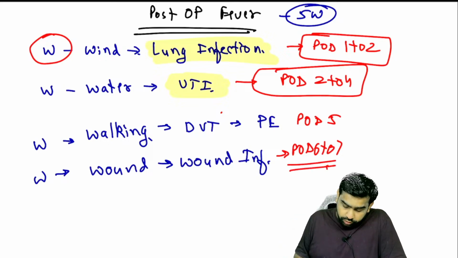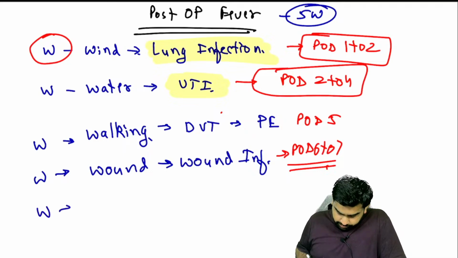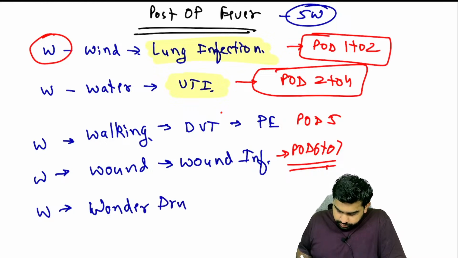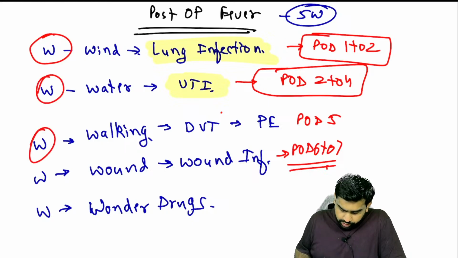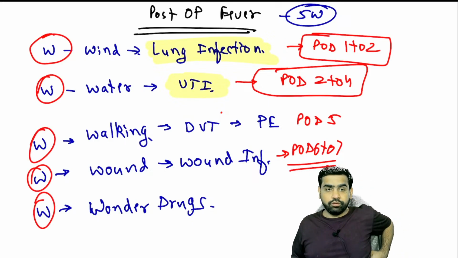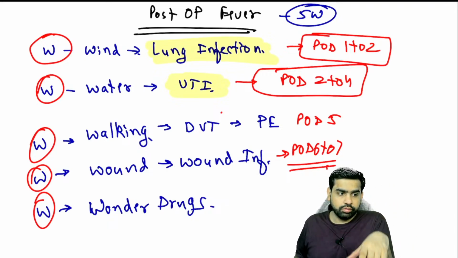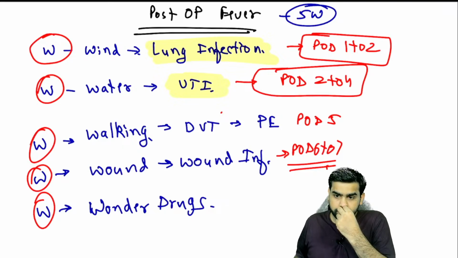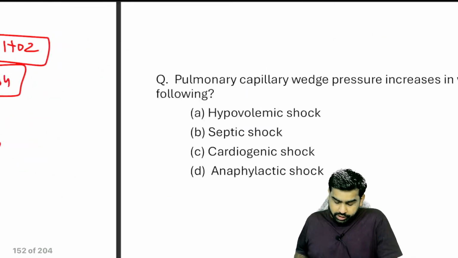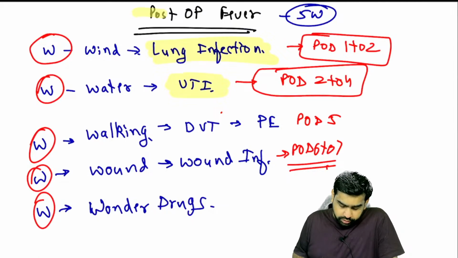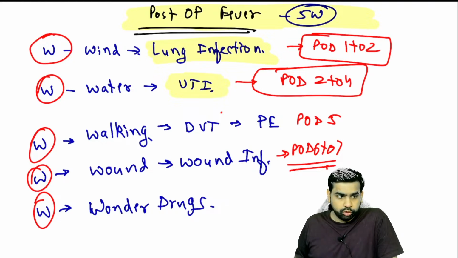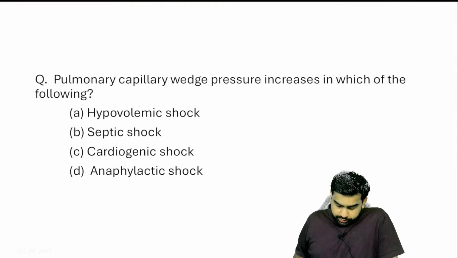Finally, the fifth W is what you call the wonder drugs. So what are these? The drug fever. You understand my point? So these are the 5 W's: post-op fever, wind, water, walking, wounds, and wonder drugs. I hope you are able to understand this. These are the causes of your post-op fever, the 5 W's. Got it. Now let's move on to the next question.